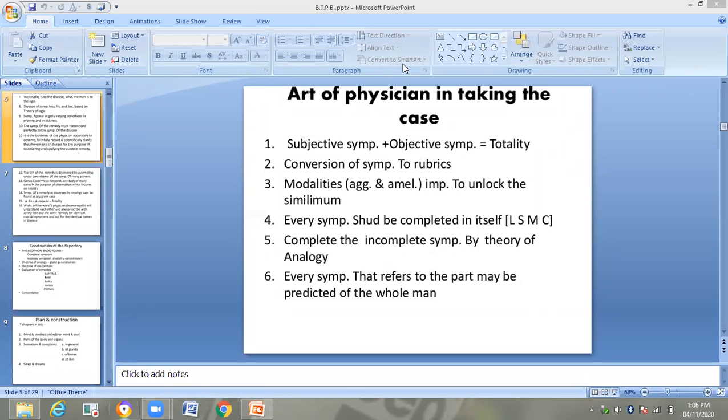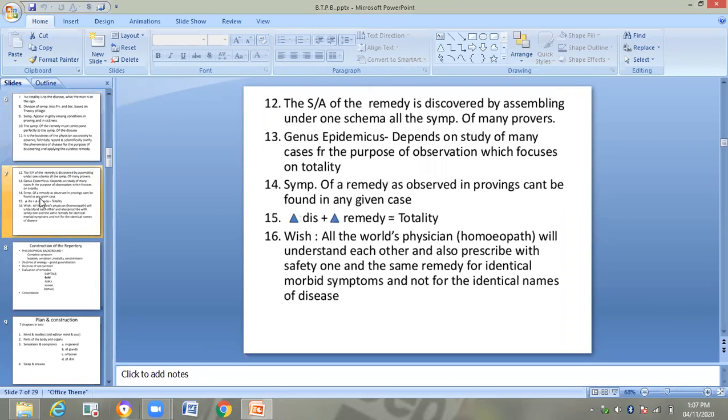Every symptom should be complete in itself, that is location, sensation, modality and concomitant. Then complete the incomplete symptom by the theory of analogy. Every symptom that refers to the part may be predicated of the whole man. The symptoms of a remedy are discovered by assembling. They were not taken after proving on one prover, but after assembling under one scheme all the symptoms of many provers.